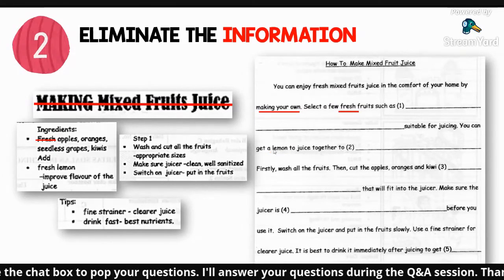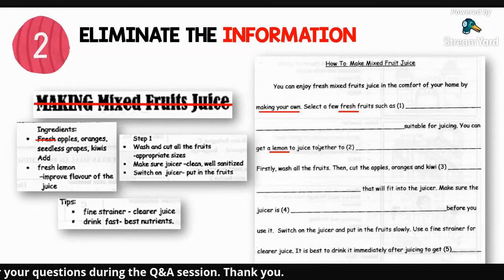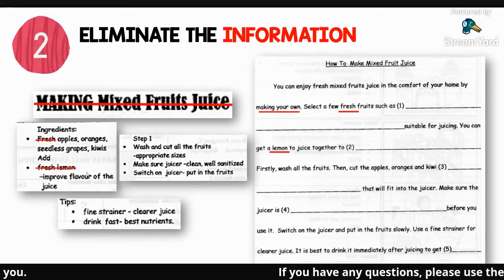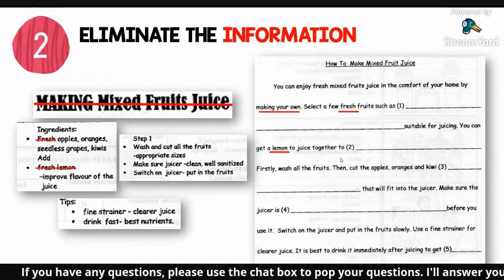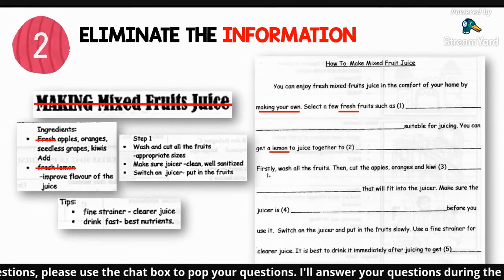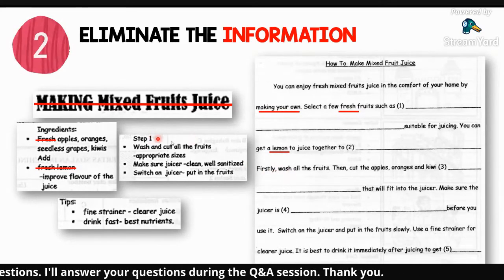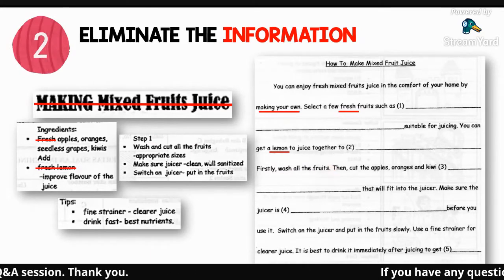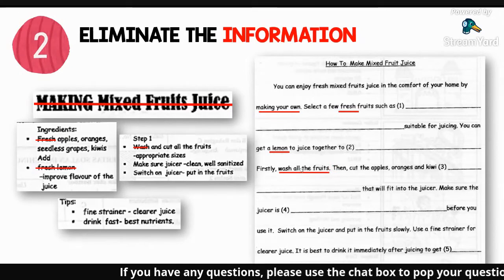The next one, you can get a lemon to juice together too. So the word lemon, and I'm going to cut the word lemon here as well. There you go. Fresh lemon, all cut. And then the next one, when you see the word firstly, that means you're going into your steps already. So firstly, wash all the fruits. Okay, so I'm going to cut it out.